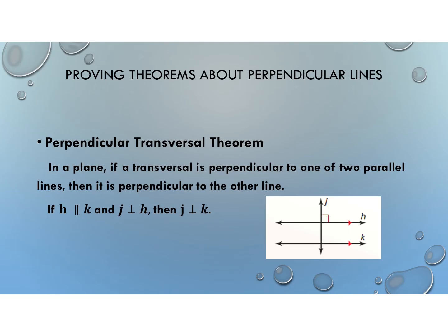Okay, the next one is called the perpendicular transversal theorem. What this one states is that in a plane, if a transversal is perpendicular to one of two parallel lines, then it's perpendicular to the other line. So here, they're going to start out by giving you two parallel lines. And then if a transversal is perpendicular to one of the parallel lines, then we also know that that transversal is also perpendicular to the other line that was parallel.